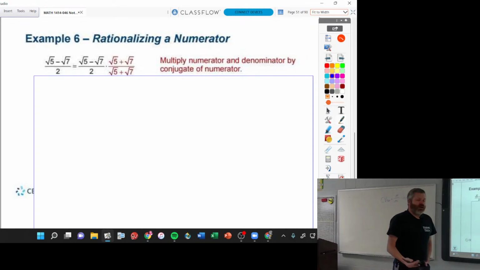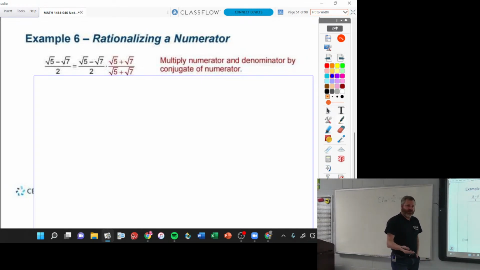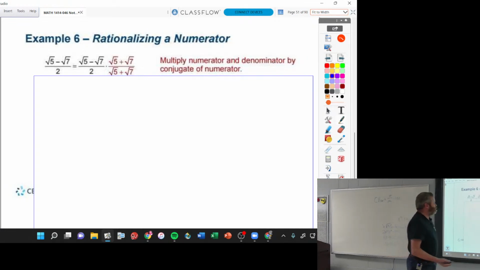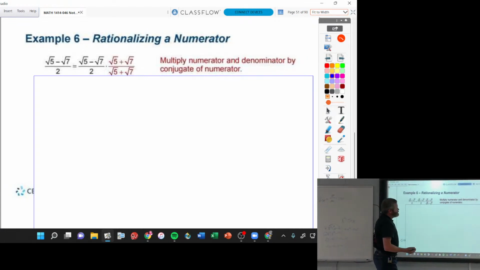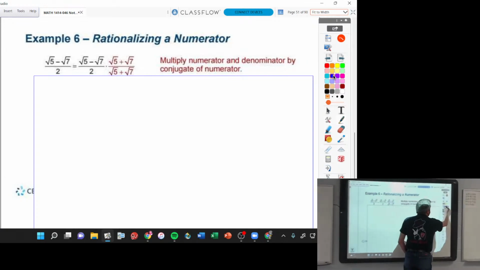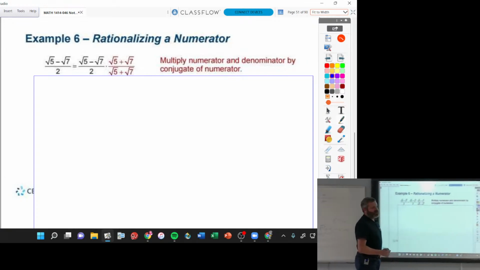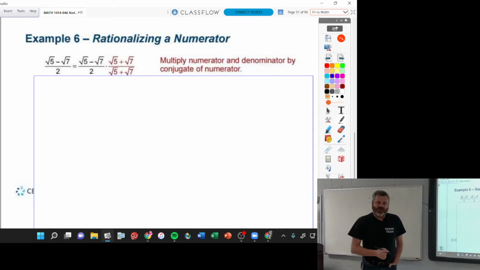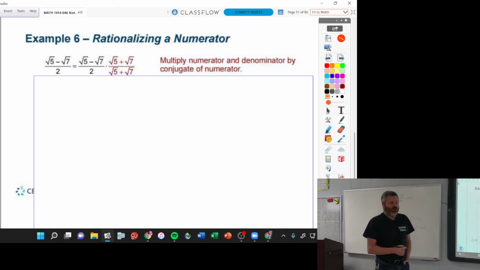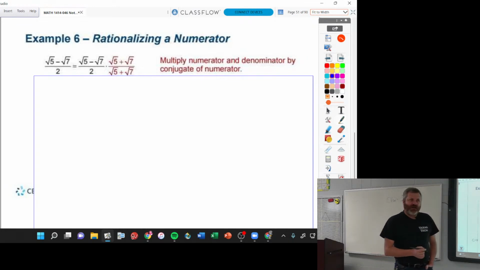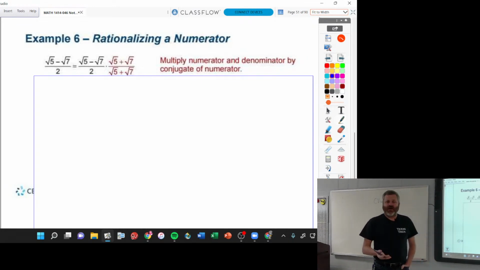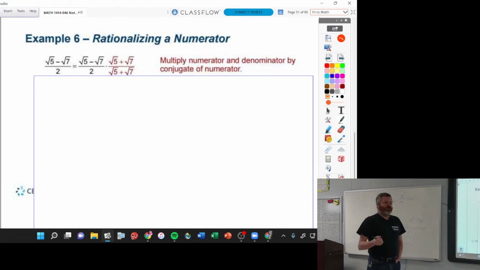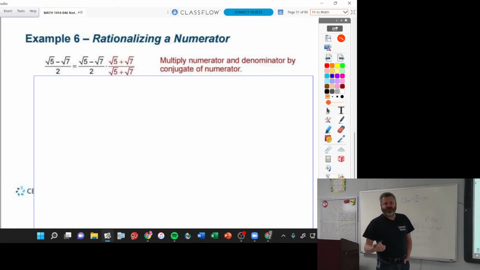Again, we're doing the top and the bottom because essentially we're multiplying by a 1. On the top, I'm going to work out what's happening here and why we choose to multiply by the conjugate. The numerator, the square root of 5 minus the square root of 7, is a binomial. If we multiply it by the square root of 5 plus the square root of 7, it's another binomial. When multiplying binomials, we use the phrase FOIL.